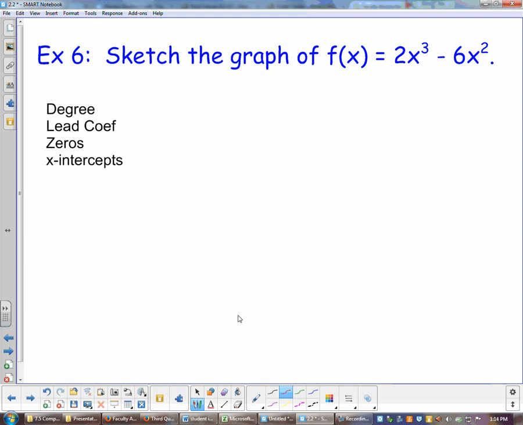Why are you guys all holding up your fingers for him? He can do this. He can do this. It's this high. It's the highest power you see in any of the terms. So it's degree 3. All right.